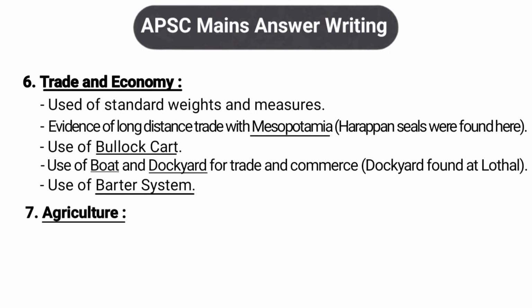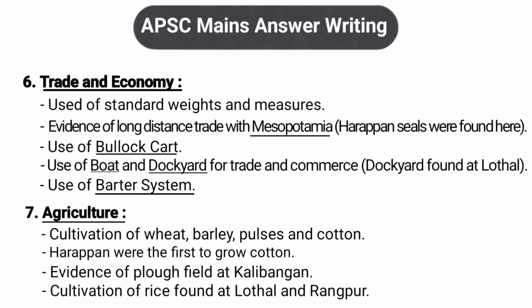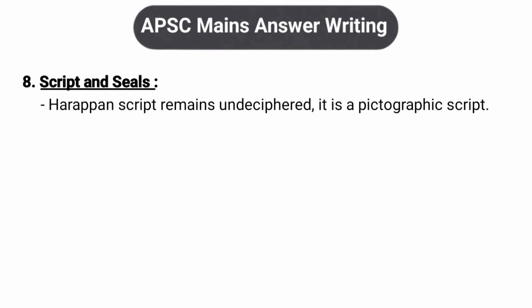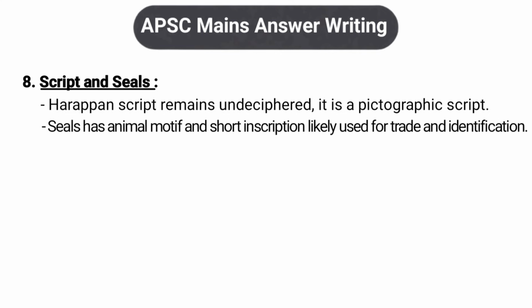Next heading, agriculture. Write about cultivation of wheat, barley, pulses, and cotton. Harappans were the first to grow cotton. Evidence of ploughed field at Kalibangan. Cultivation of rice found at Lothal and Rangpur. Next, script and seals. Write points like Harappan script remains undeciphered. It's a pictographic script. Pictographic means use of images and symbols. Seals have animal motifs and short inscriptions, likely used for trade and identification.